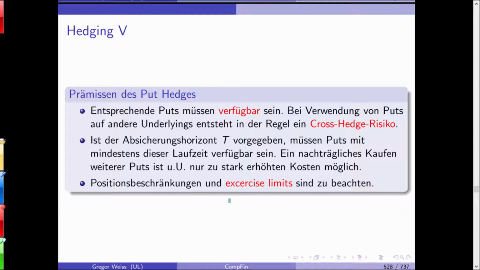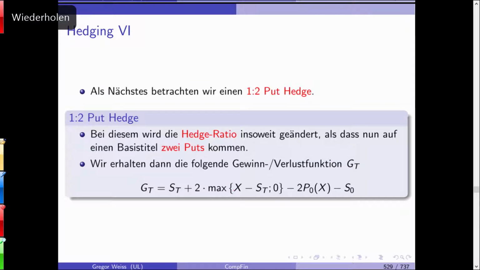First of all, you need a put. If you have a BMW stock and you don't have an option on BMW stock as its underlying, you have what we call a cross hedge risk. You need to buy the put at this moment, and buying a put later on will usually cause more costs, and you have to respect restrictions on your position, exercise limits, and then this can work.